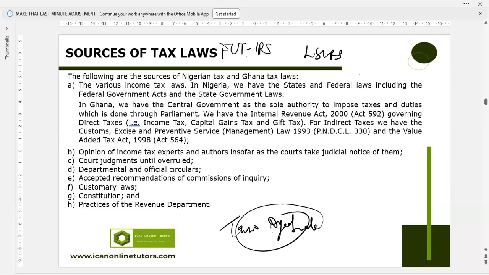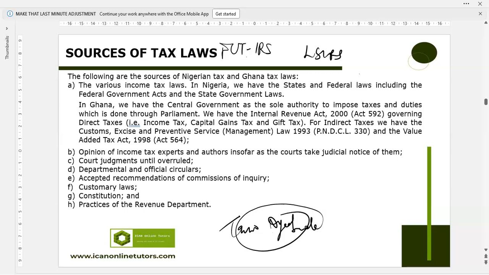Then we have court judgments and overruled decisions. Look at what happened during the Naira scarcity, the implementation of new Naira notes. The CBN says, effective a certain date, the old notes will no longer be legal tender. And then the court says, no, extend it to 31st December 2023. So court judgment is always a source of tax law in Nigeria.